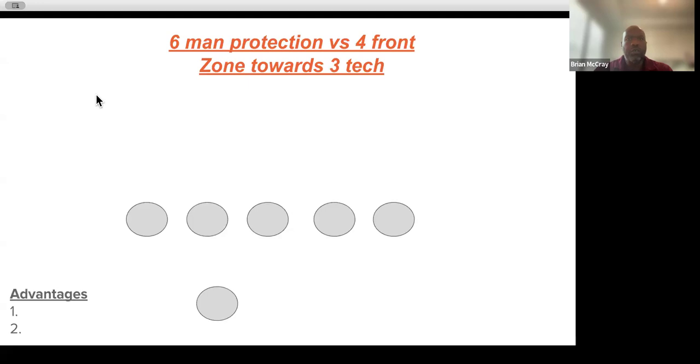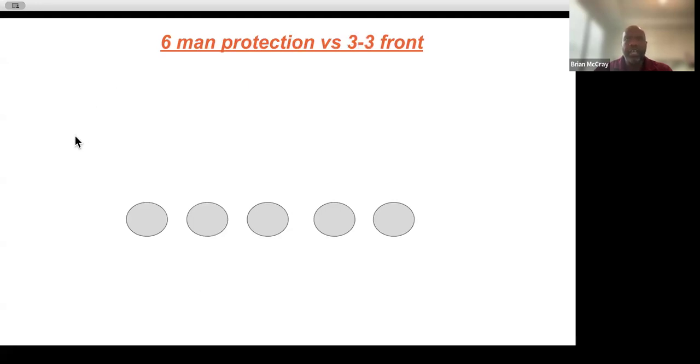Okay, so the last one I want to talk about again is what if you have six-man protection versus a 3-3-5 front. Okay, so this is a pretty popular defense if you don't have really good D linemen, you like to hit the gaps and all that kind of stuff. So again, when I have my back here, I have a four-man slide.